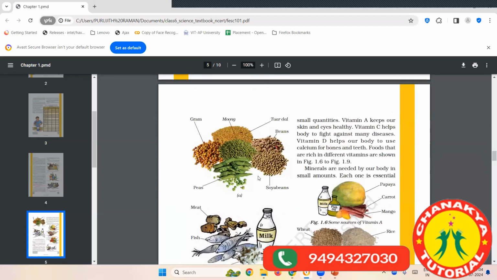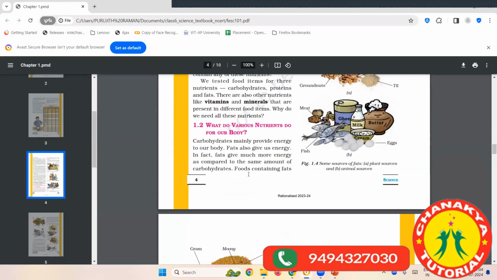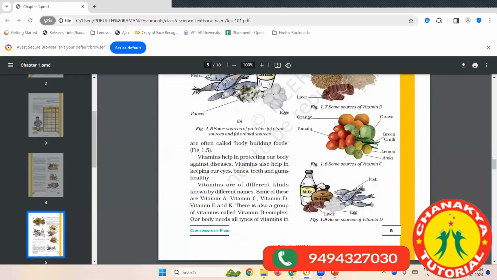So actually we read it wrong. That's why I'm saying, why are foods called bodybuilding foods? So foods containing fats are often called bodybuilding food. Yeah, you have to remember this. So whenever you have protein rich food or fat rich food, you call them bodybuilding foods.